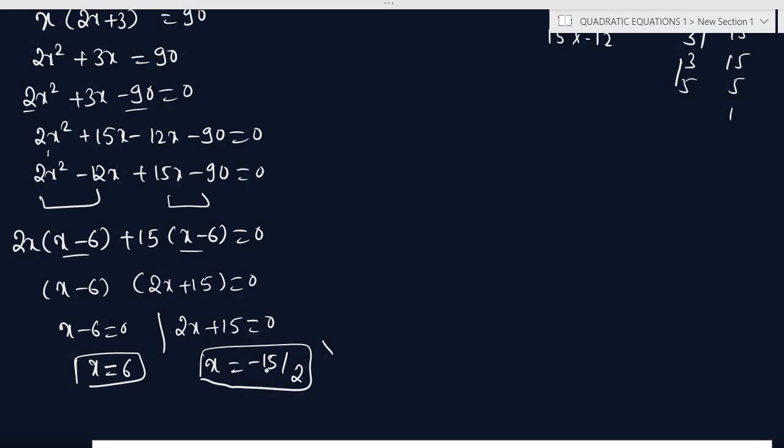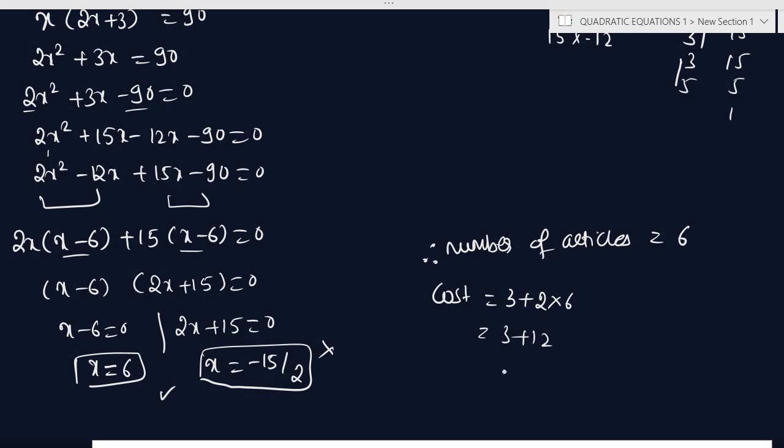Minus can't be the answer, therefore the number of articles is equal to 6, and cost is 3 more than twice the number of articles: 3 plus 12, that is 15 rupees. Cost of each toy is 15 rupees. Therefore this is the answer.